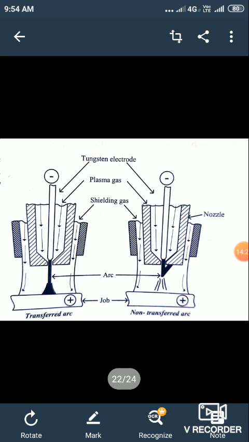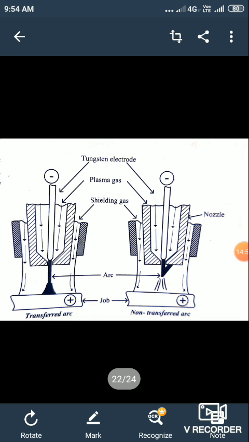Cost of the equipment is expensive. Sophisticated instruments are needed, so the equipment cost is very much high. Ultraviolet radiations can affect human eyes. It produces ultraviolet radiation, so it will affect the human eyes. More skilled operator is needed. The torch is more delicate and complex. Gas consumption is high.